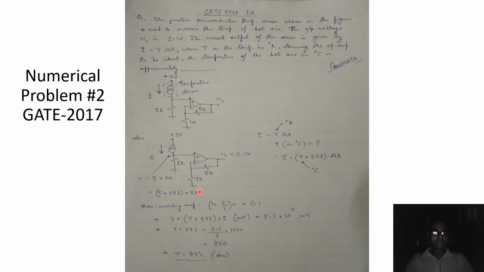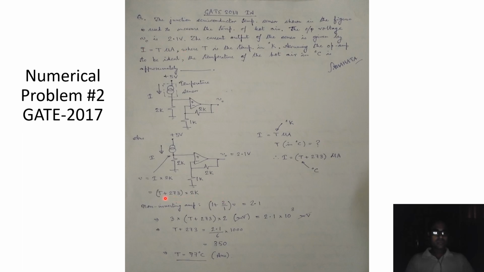This being a non-inverting amplifier, we can go forward and formulate the expression for the output voltage V0 to be equal to 1 plus Rf, which is 2 kilo ohms, divided by R, which is 1 kilo ohm, multiplied by the voltage at the positive node. So this becomes 1 plus 2 kilo ohm by 1 kilo ohm multiplied by v, and this must equate to 2.1 volts, because it has been mentioned in the question that the output voltage V0 is 2.1 volt.